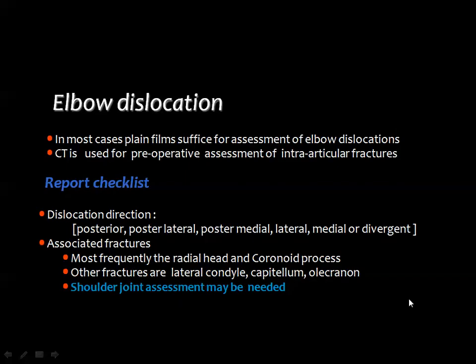And this is the reporting checklist whenever you are confronted by a case of elbow joint dislocation. You mention the direction of dislocation, which is commonly posterior. Then you mention associated fractures, especially the radial head and the coronoid process of the ulna. Then you assess for other fractures in the lateral condyle, the capitulum, or the olecranon, and don't forget to look at the shoulder joint.